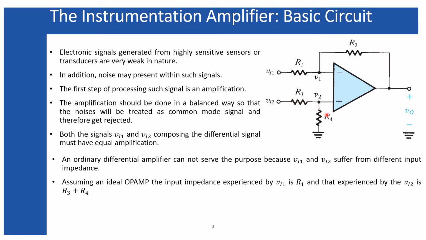So you can see that there is a clear mismatch in the input impedance of the signal V1 and V2, and therefore the equal rejection of the common mode signals is not possible for such kind of ordinary difference amplifier. In addition to that, equal amplification is also not possible for such kind of ordinary difference amplifier. So therefore, we need a special one.